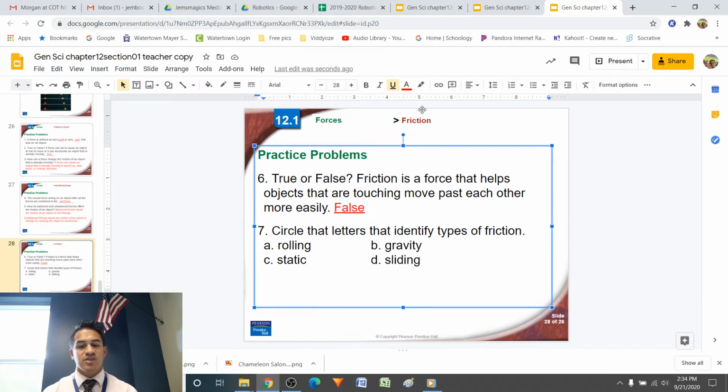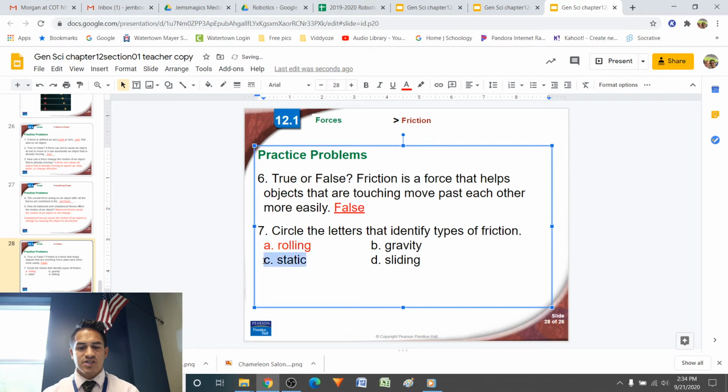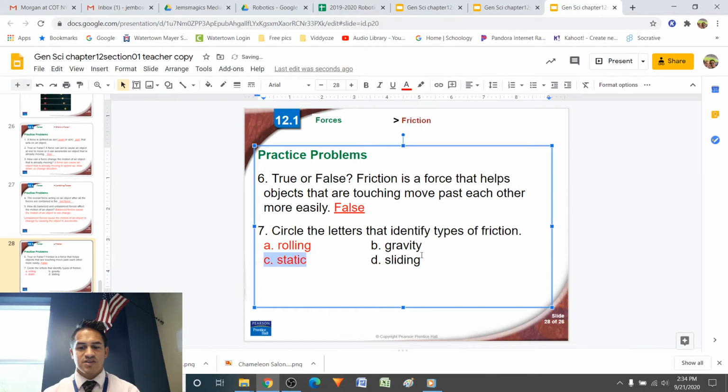Number 7, say the letters that identify types of friction. So there were types of friction that we talked about in this section. There is static friction, sliding friction, rolling friction, and, sorry, there's 4, fluid friction. But of the choices here, that is not a choice. So rolling friction, that is one type. Static friction, that is another type. And then sliding friction is the third type.